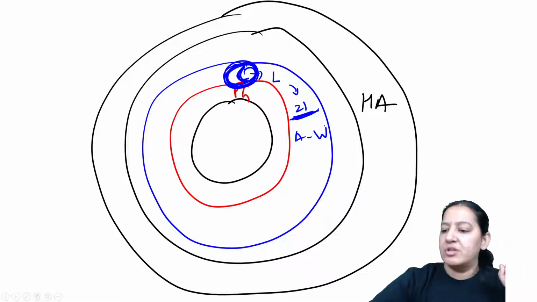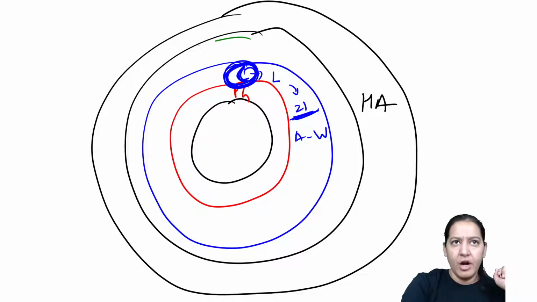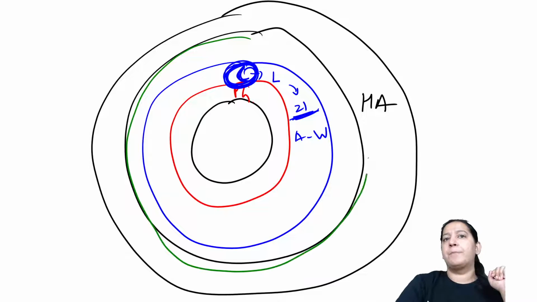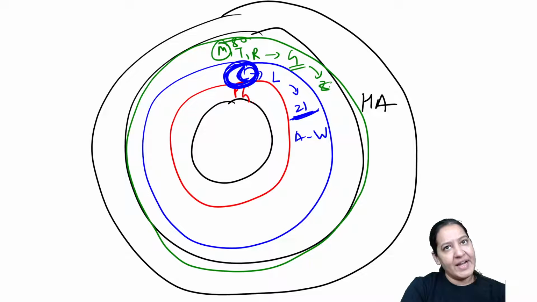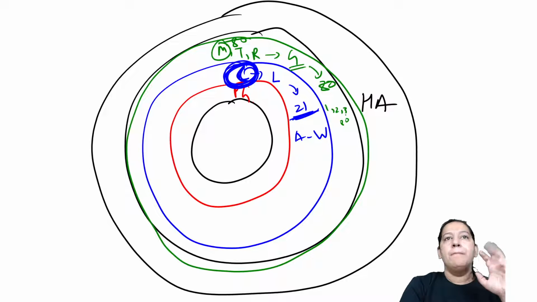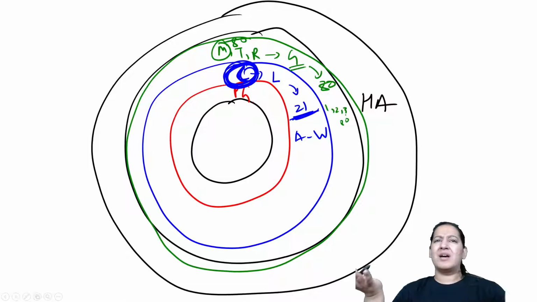And outermost, the third one here, is the protein. There are 3 types of protein, M, T, R. Of these, M protein has 80 different types, based on which the Griffith classification is done. So Griffith has classified the bacteria into 80 different types, serotypes 1, 2, 3, 4 till 80, based on the M protein. So this is the composition.